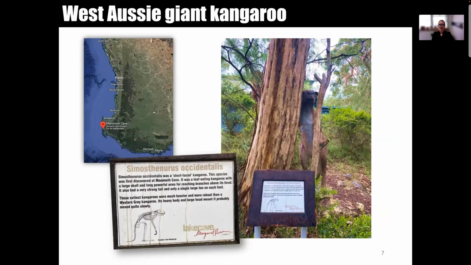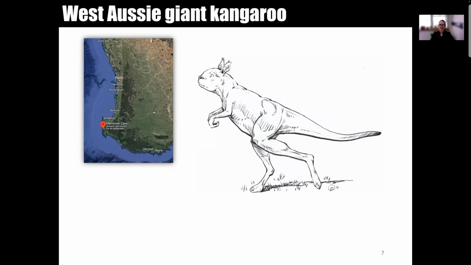So we have a giant kangaroo local to Western Australia, and this short-faced giant kangaroo species that is indicated here was first discovered at Mammoth Cave down south. So it was a leaf-eating kangaroo with a large skull and very long, powerful arms for that browsing behaviour. But yes, because of that huge size, this is sort of a diagrammatic representation of how they would have moved through the forest habitat.